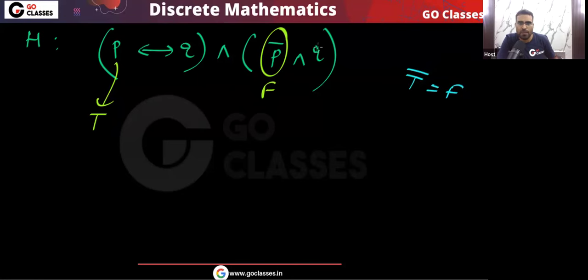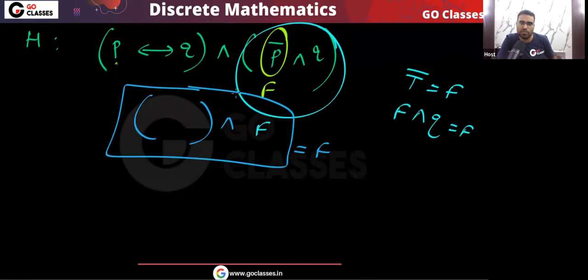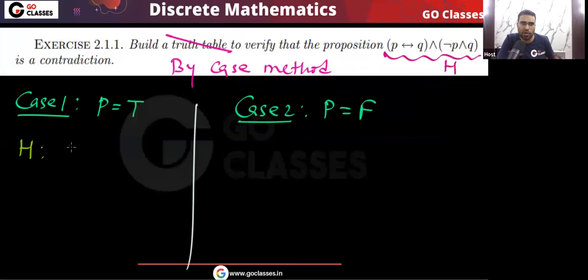Okay. So tell me, what will be false and q? What will be false and anything? False and anything, that will be false. So can I say this will be false? And here, what is false and anything? That is also false. Correct? False and anything, that is false. So finally what I got, when p is true, then this expression h is false.